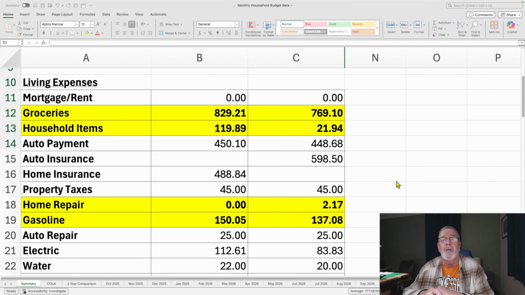This is by far our second biggest expense, okay? The first biggest expense being groceries. This is our second biggest expense.